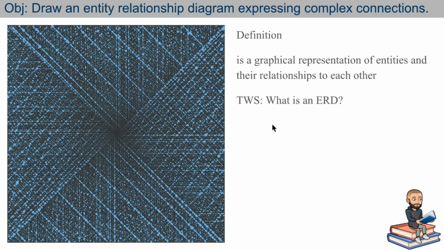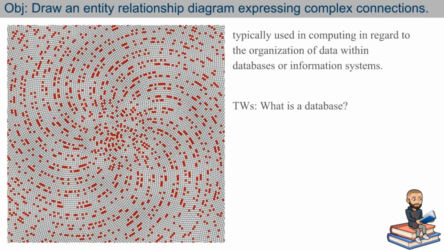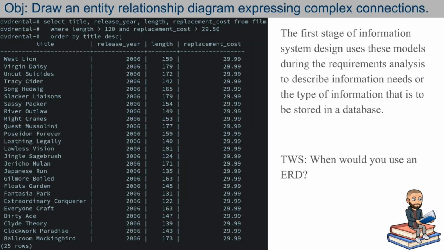So here's the definition. This ERD is a graphical representation of entities and their relationships to each other. Typically, you would see one used in computing in regards to the organization of data within databases or information systems. So that's why right here I'm just double checking that you know what a database is. I think I could show you in just one picture here a database.